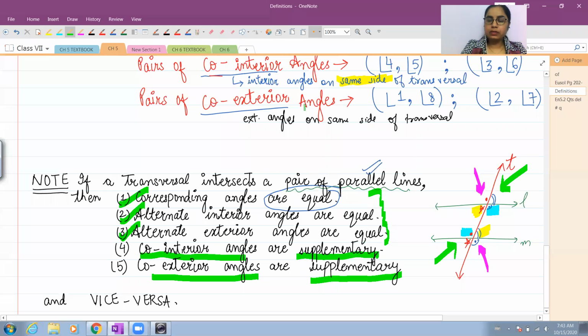Supplementary means their sum will be 180. That means the sum of these two will be 180 and the sum of these two will be 180.